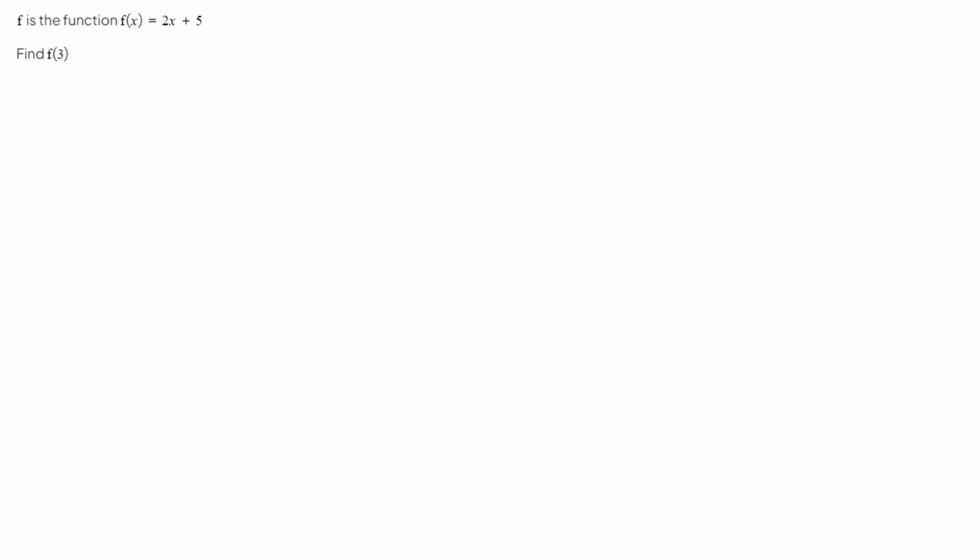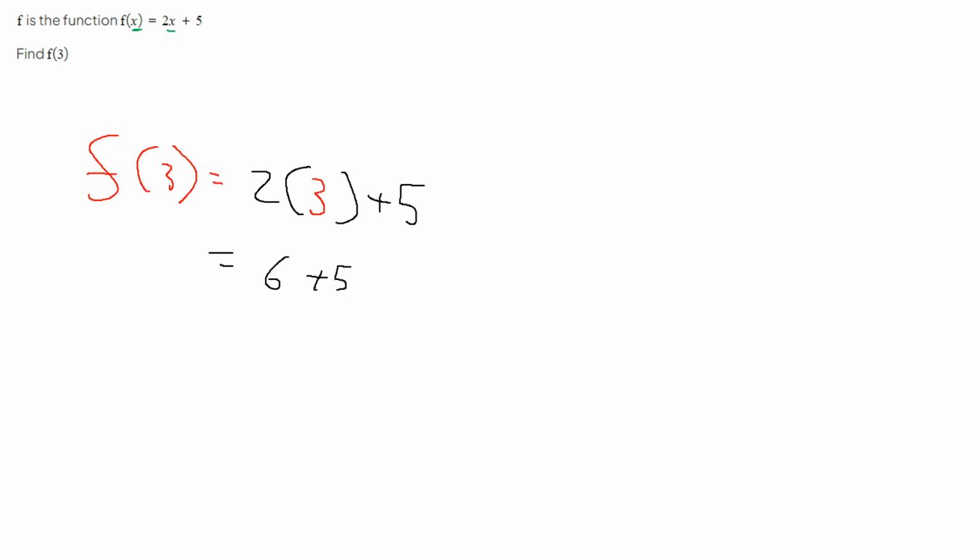Same thing with this example. f is a function such that f of x is equal to 2x plus 5. So find what f of 3 is. Well, if f of x is equal to 2x plus 5, f of 3 is just going to be 2 times x, which in this case is 3, 2 times 3 plus 5. 2 times 3 is 6. So the answer is 6 plus 5, 11.